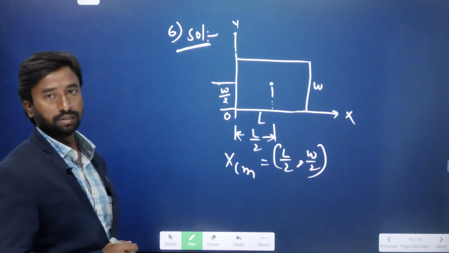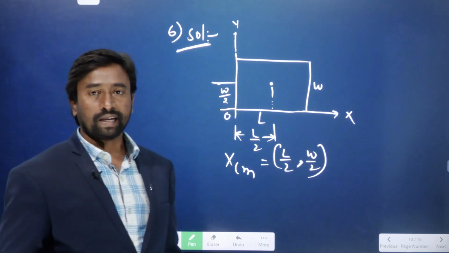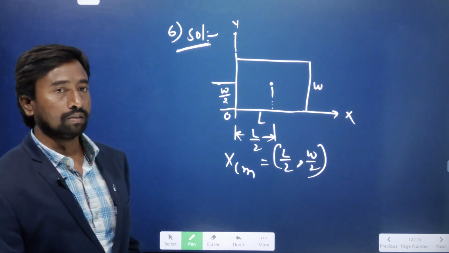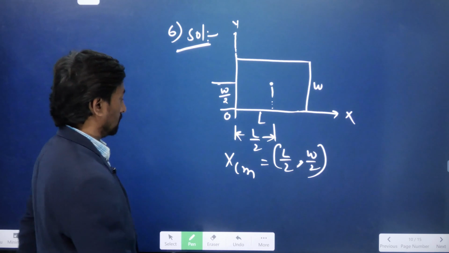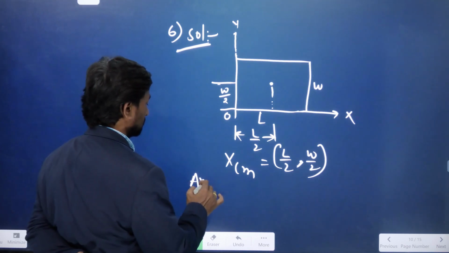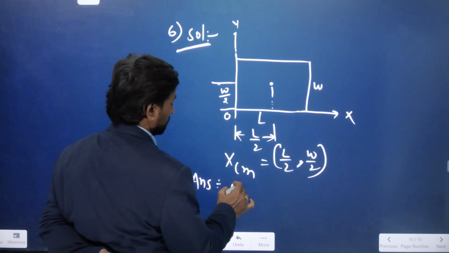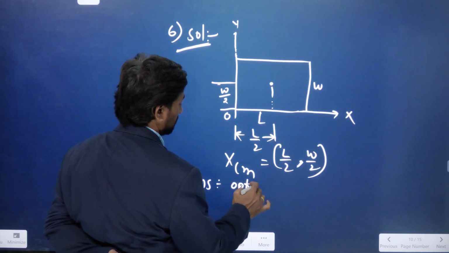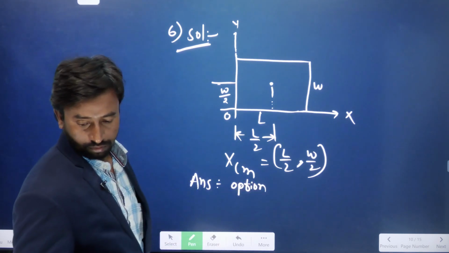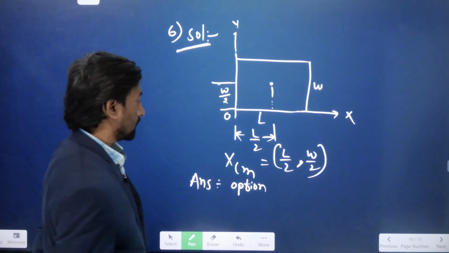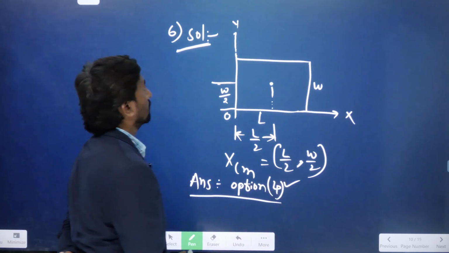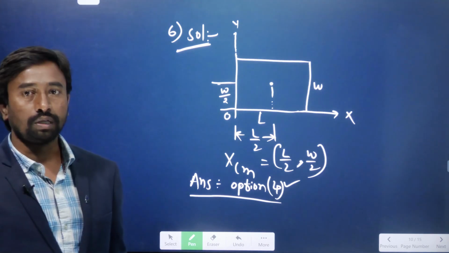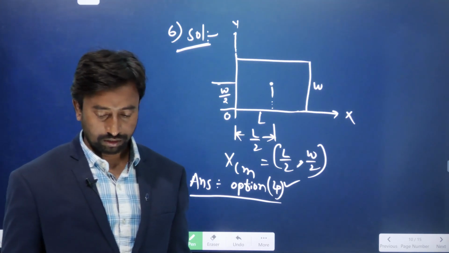Okay, that is the center of mass of the rectangle which was bent into a length of L and width of W. So therefore the correct answer is option 4. The fourth option is right. Okay, clear now? Now we'll see the next question.